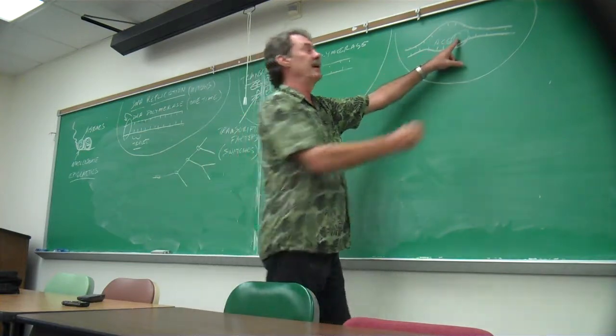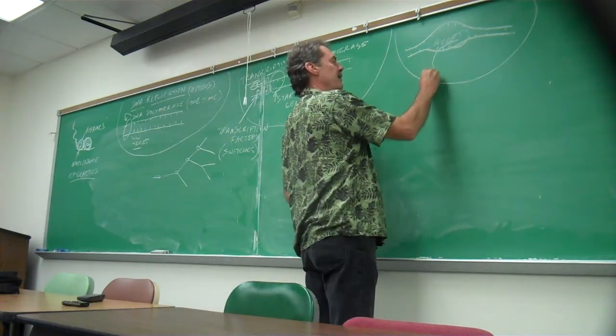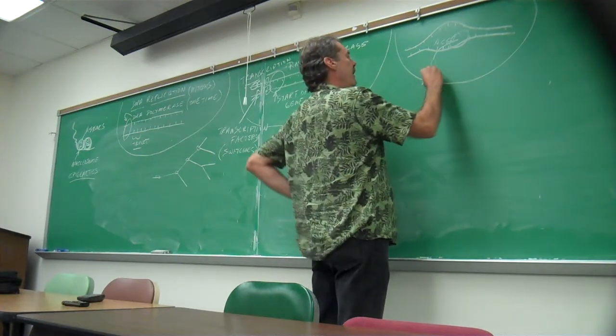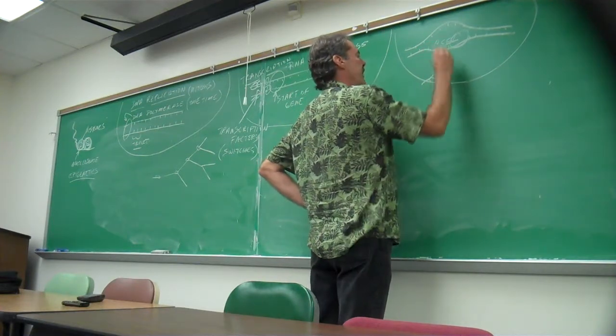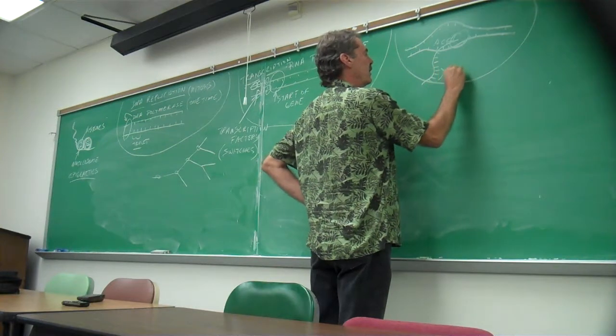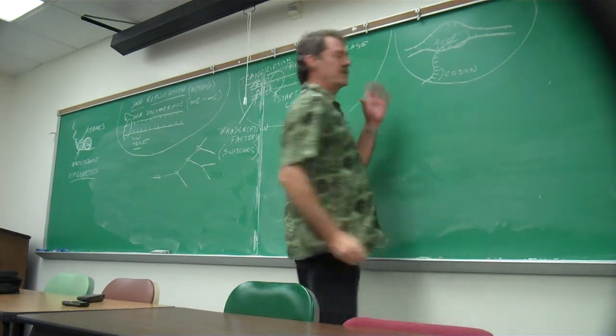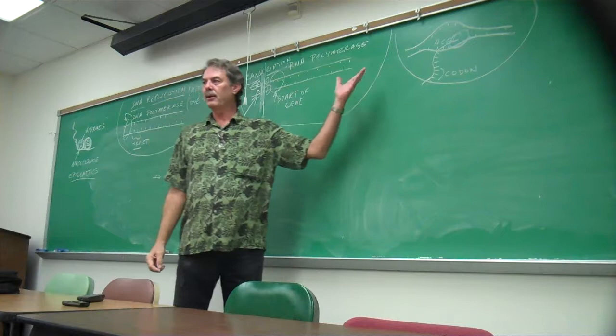But this RNA polymerase has been copying these things, and now there's a strand of RNA, okay, that has 3 base pairs, and every 3 of those is called a codon. So it's just like the triplet in the DNA, only in RNA we call it a codon.